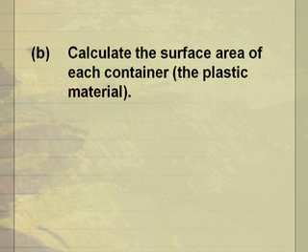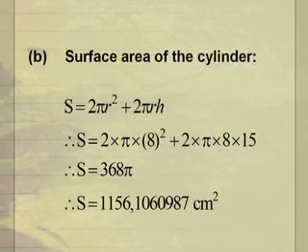Now, second question says, calculate the surface area of each container. And then we go right there. Then you just take your formula, substitute all your values, like I said, into the formula, and then you multiply your brackets out first, and then you get your answer as 368. Multiply that by pi. And here's your answer right there as a surface area, 1156.10 centimeter squared. Pretty simple.